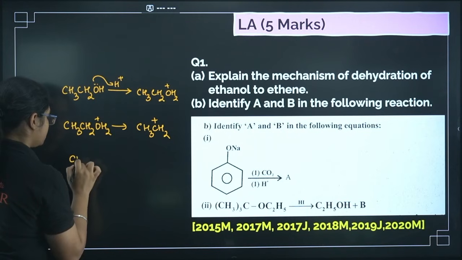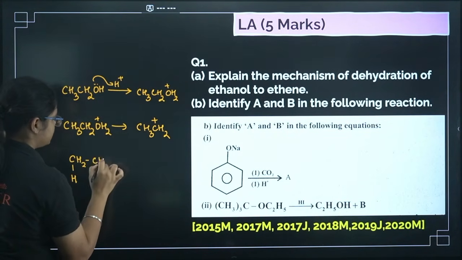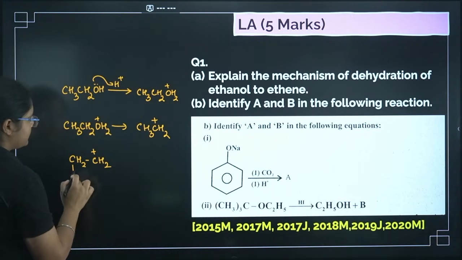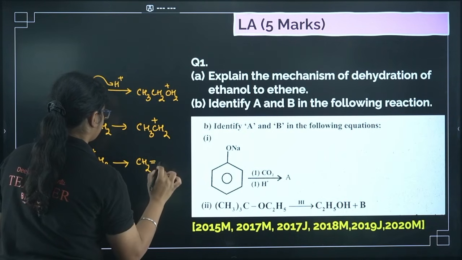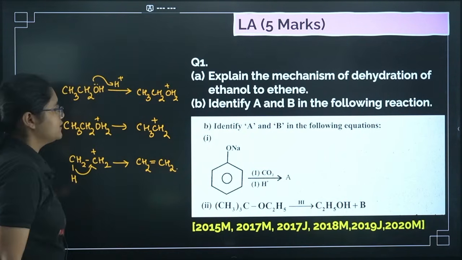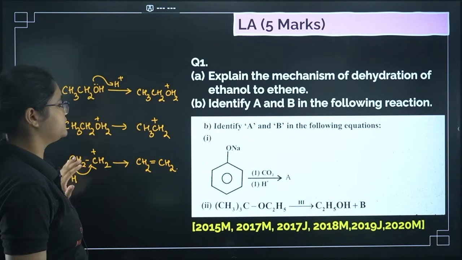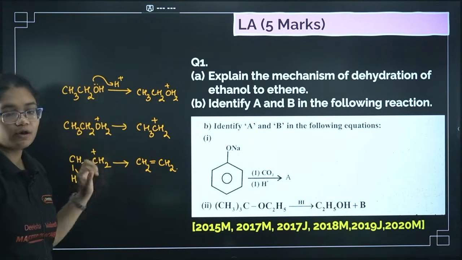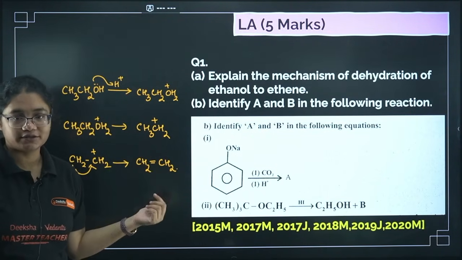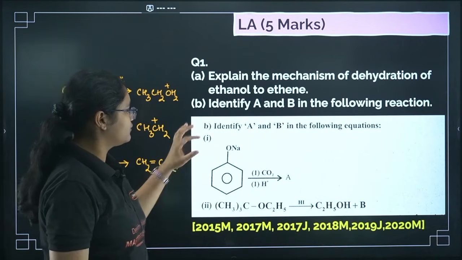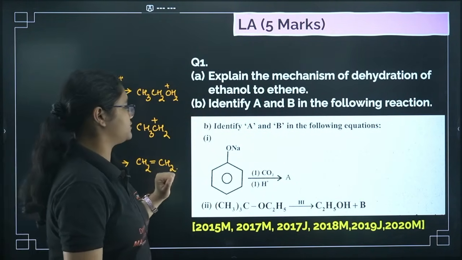Now after that, if you see, we have it like this. Okay, now this bond will shift here and you will get this particular compound. So this is your dehydration of ethanol to ethene. These are the 3 steps. First step is protonation of alcohol, second step is formation of carbocation, and third step is alkene formation. Next, I'll tell you how to write it in the next slide, but let us complete these 2 questions first.